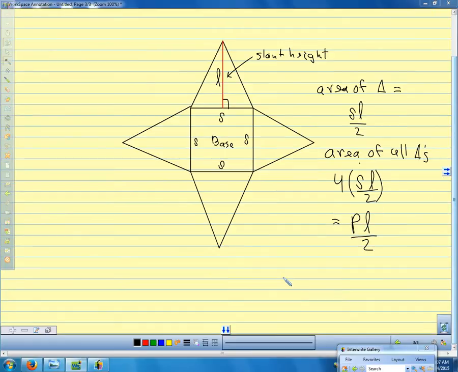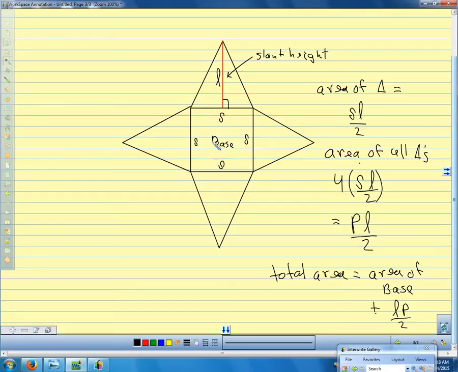And the total area equals the area of the base plus, and we usually write it the other way around, L times P divided by 2. The area of the base plus L times P divided by 2. This L times the perimeter of the base gives us our lateral area, the area of the side, and we just add it to the area of the base. That's where our formula comes from. It's just adding up the areas of these triangles and adding that to the area of the base.